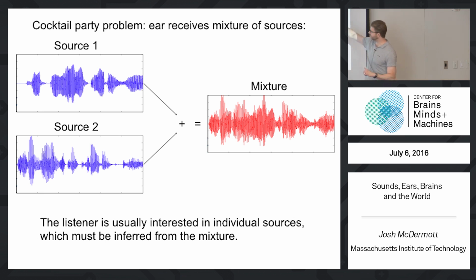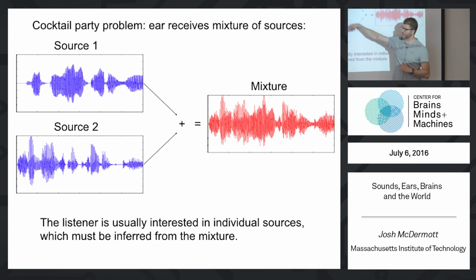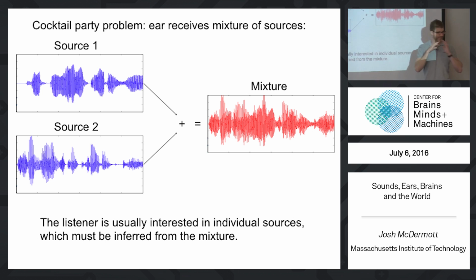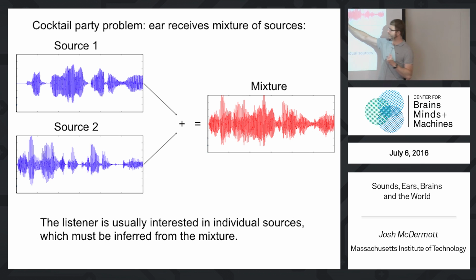So you get this red signal here, that's what is actually causing your eardrum to vibrate back and forth. But that red signal results from these 2 different sources in the world. This might be your friend and your mom or whatever. Those 2 sources are producing this sound, that's what's coming out of their mouths. But then those things travel through the air, and at your ear they add together into this particular single mixture. As a listener, you're not really interested in that mixture per se. You're usually interested in those individual sources because you want to know what your friend was saying or maybe what your mother was saying. And so somehow you have to figure out something about the content of one or both sources just from that mixed signal that you receive.